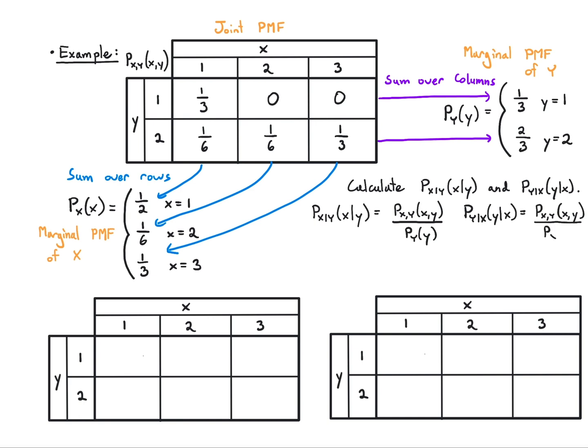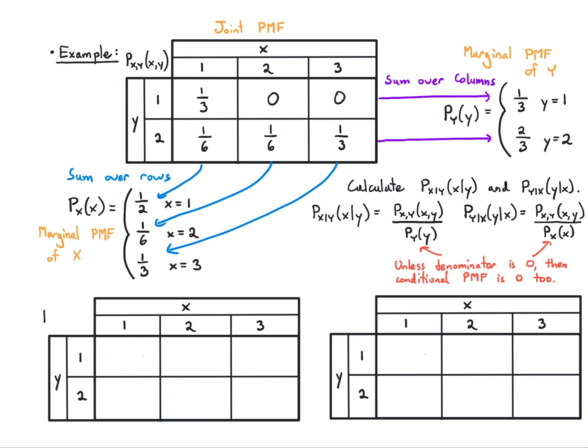And these are kind of condensed. We have to remember that we can't divide by 0. So I'm just assuming throughout that we're not going to do that. When the denominator is 0, then the conditional PMF is 0. So just don't divide by 0 and get undefined.